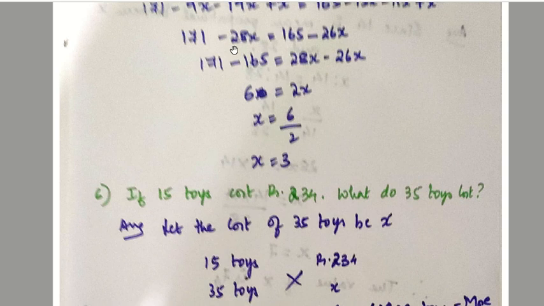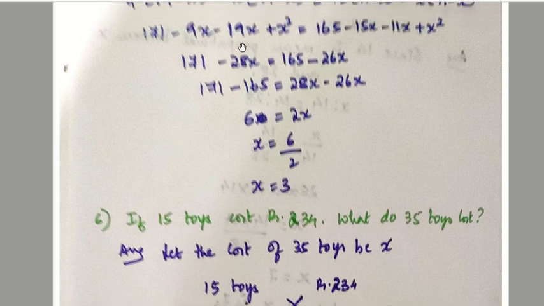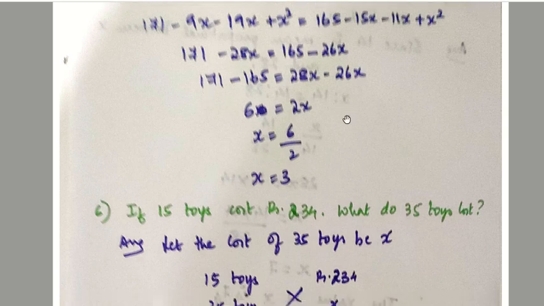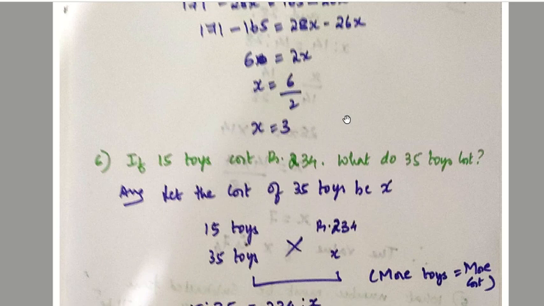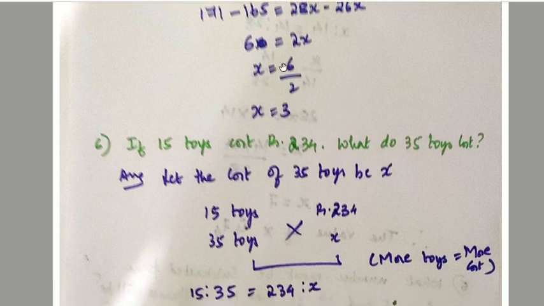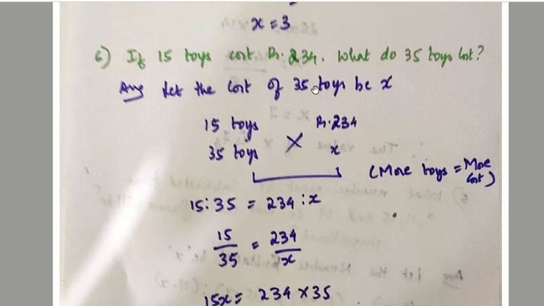So when you bring all the x terms to one side and form an equation, it will be 171 minus 165 is equal to 28x minus 26x. So x is equal to 6 by 2. The value of x is 3.